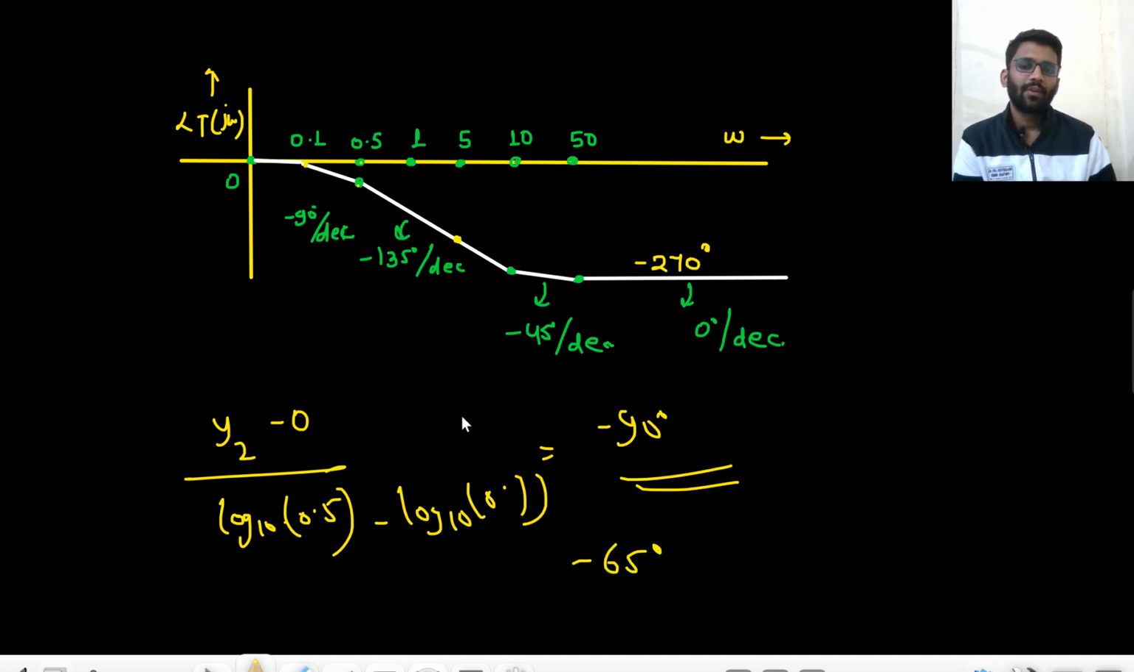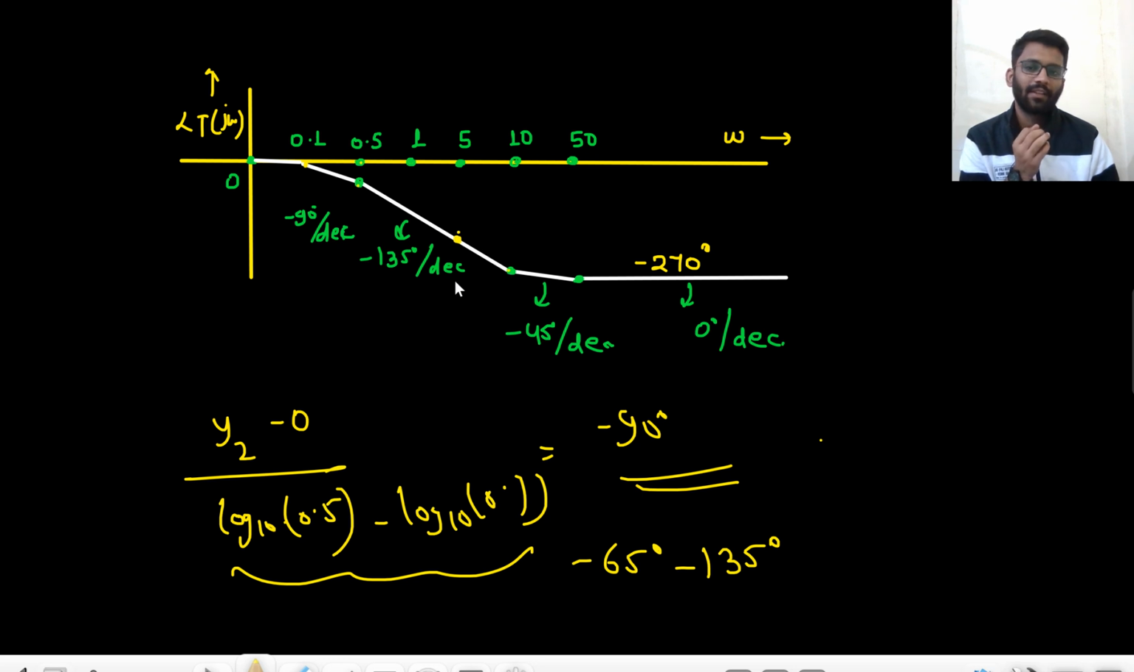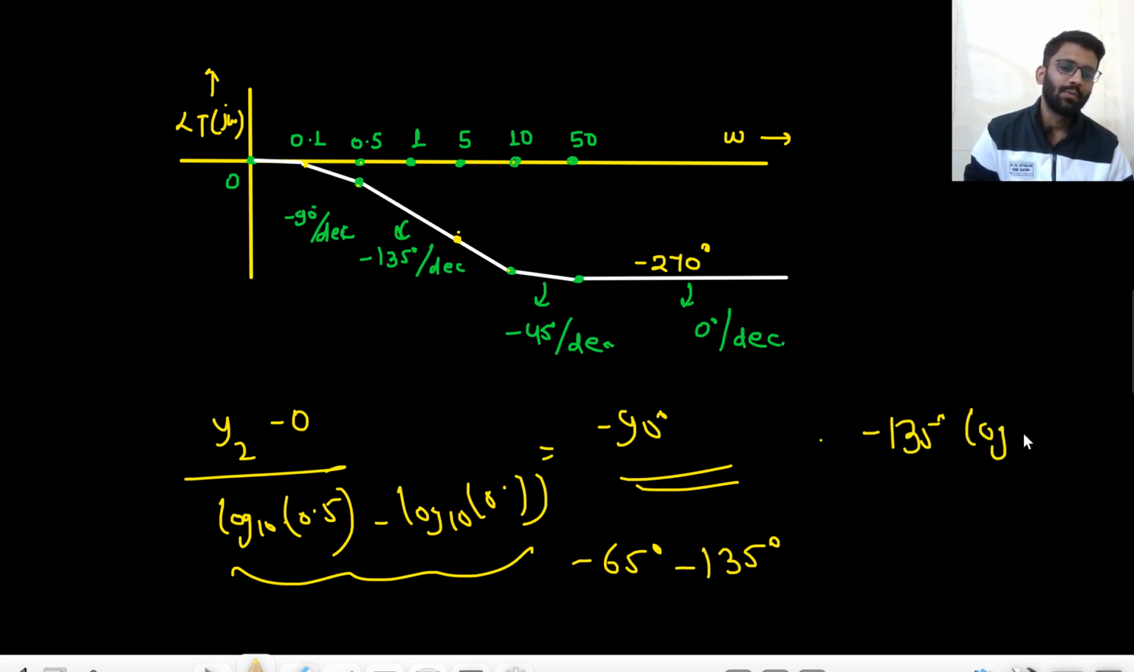Now I need to find the point of this. Then from here I observed one thing, that from 0.5 to 5 I am going, I am increasing by 10 decade. Right? 10 decade. That means I will lose 135 degree. Okay, 135 degree. Now I am going from here to here. Double I am going. Right? Double I am going. And the slope is minus 35. So I will lose minus 35 into log 2. This much I will lose.